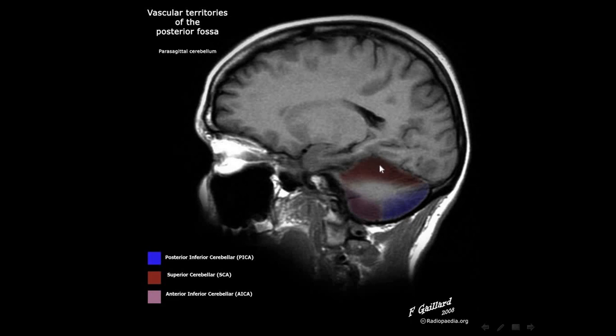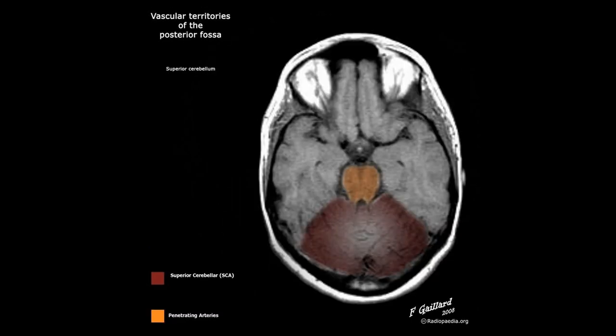Here we have highlighted the territories that are supplied by the several blood supplies of the cerebellum. So the upper part or the superior part is supplied by the superior cerebellar artery, right? Yeah, it's clear. Then the inferior part is divided into two sections. The anterior part is supplied by AICA, right? The anterior inferior cerebellar artery, and the posterior part PICA, right? Yeah, posterior inferior cerebellar artery.